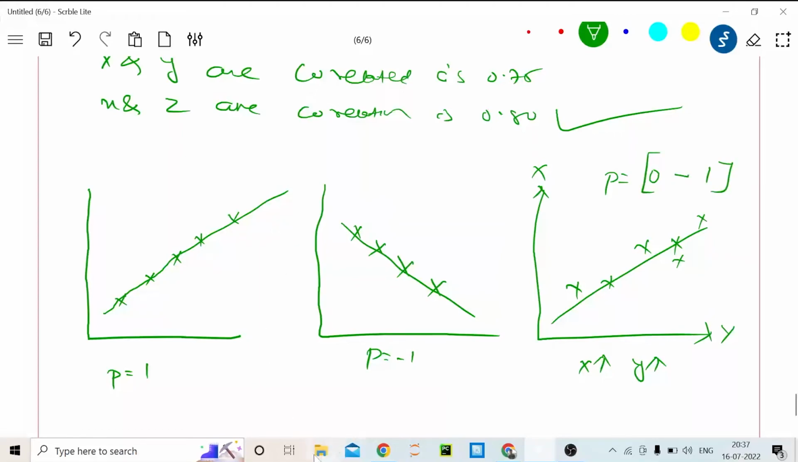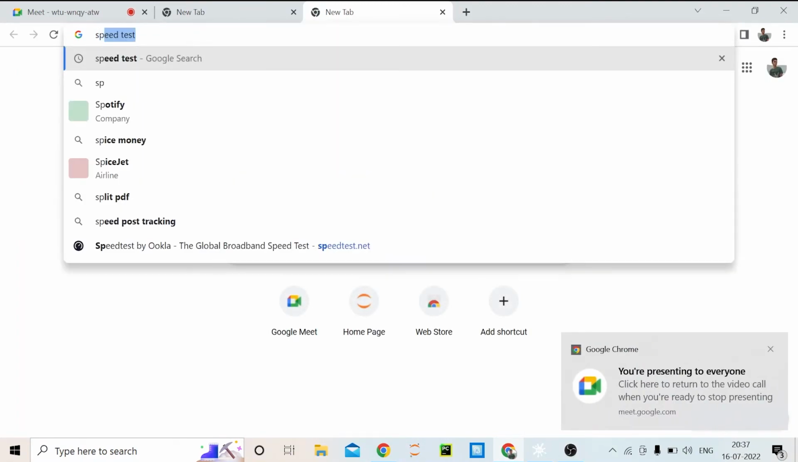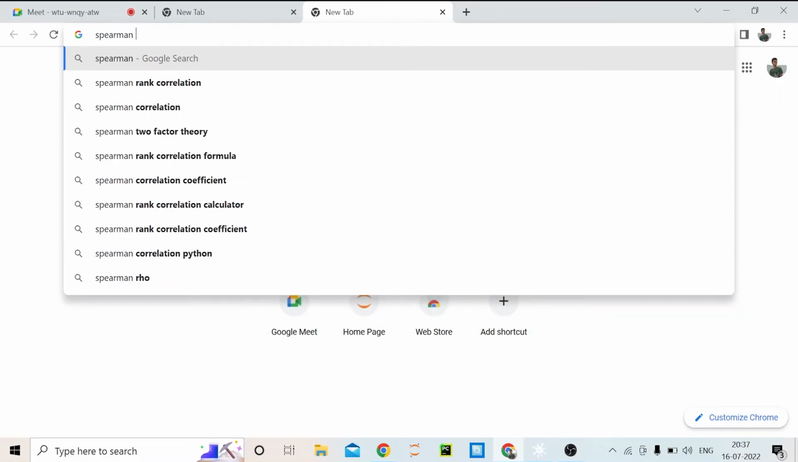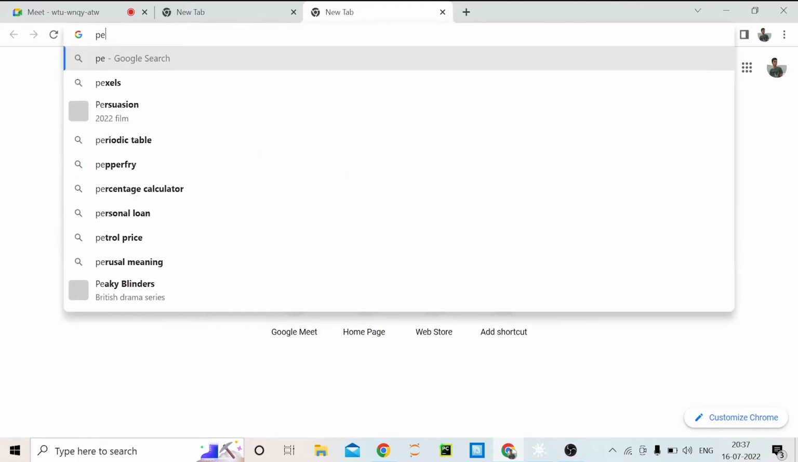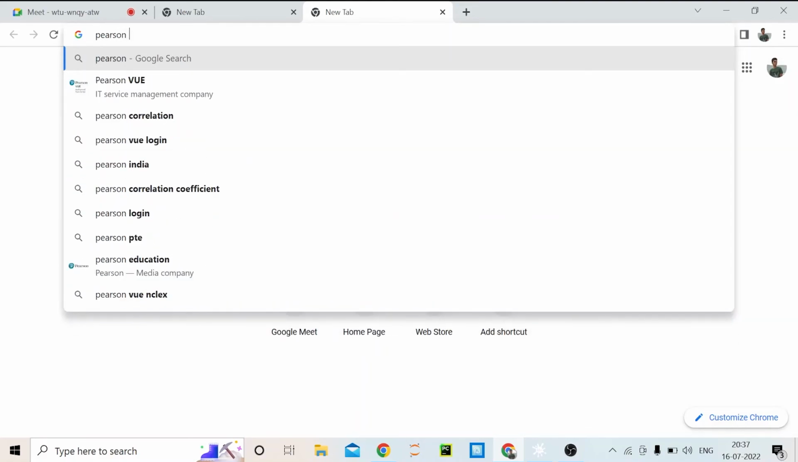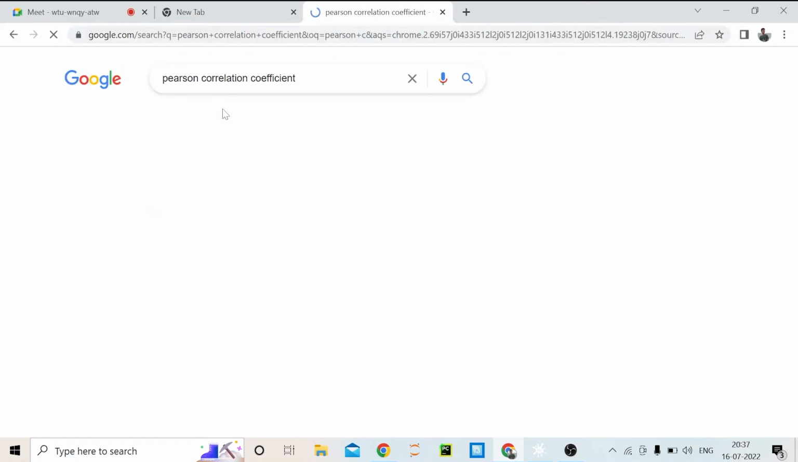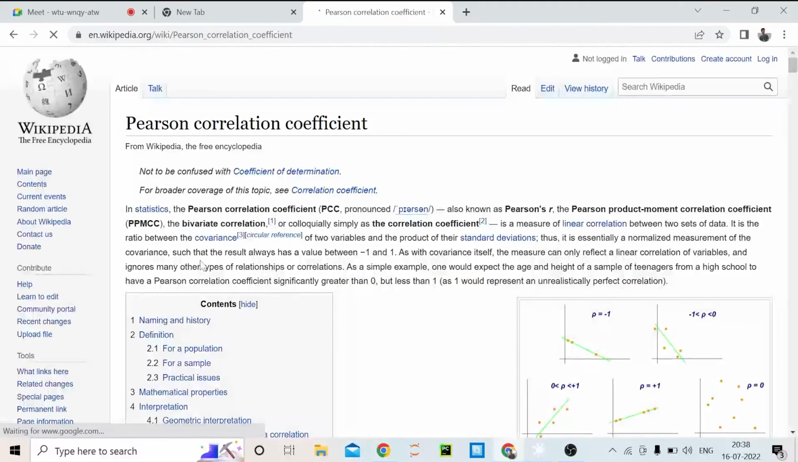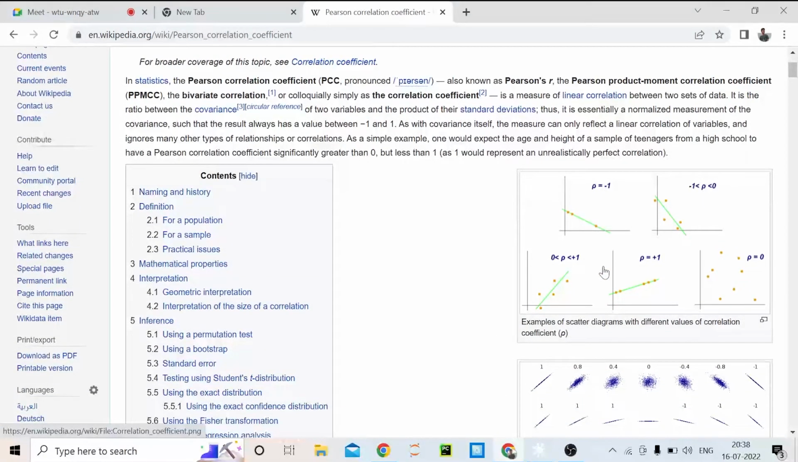I will show you one thing. This is the Wikipedia page of the Pearson correlation. Here you can see all the data set is falling on the line and it is negatively correlated. That means when x is decreasing, y is increasing. In this case, Pearson is -1.